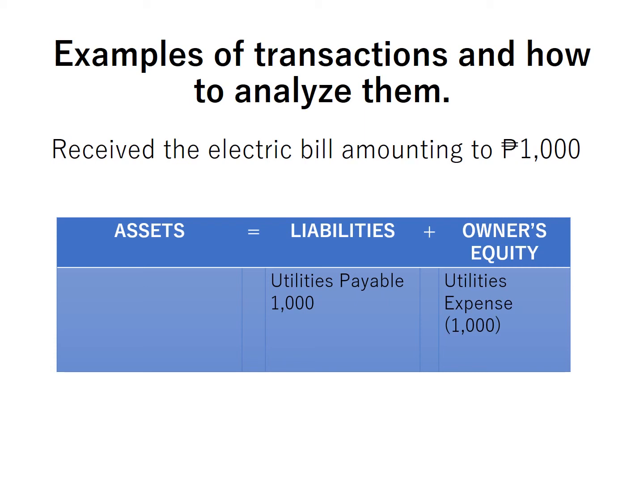Utilities expense increases. What is the effect of an increase in utilities expense to owner's equity? Owner's equity is decreased. That is why the utilities expense under the owner's equity column is shown with a negative amount of 1,000 pesos. What is the effect of the transaction to utilities payable? Since there is a payable, there is an increase in utilities payable. Utilities payable is increased by 1,000 pesos.